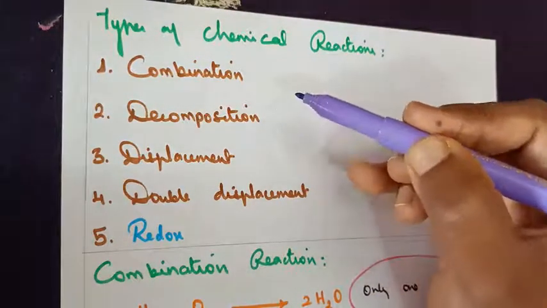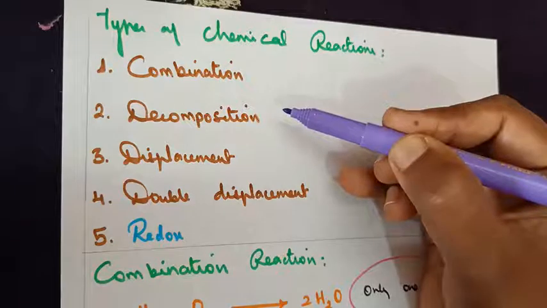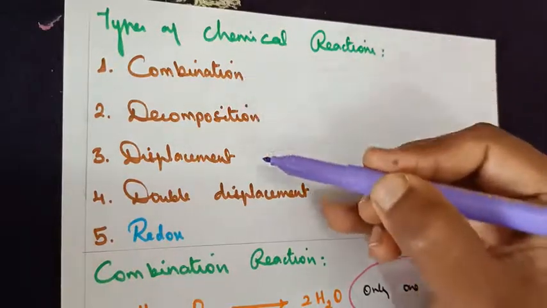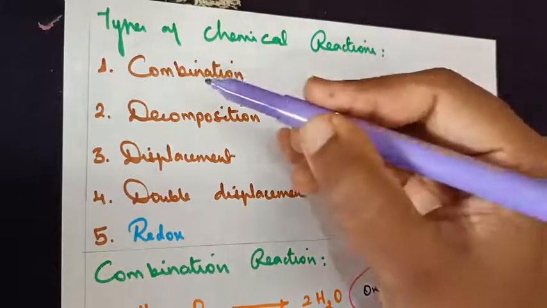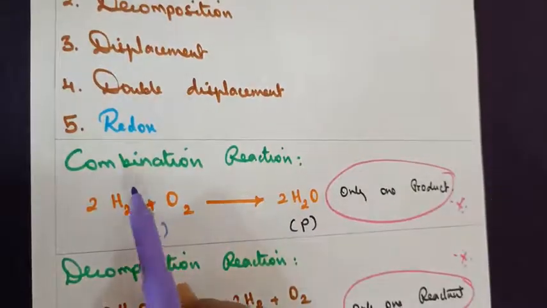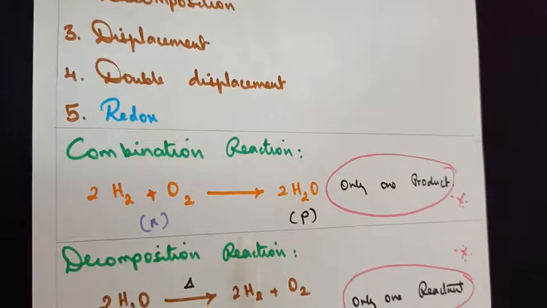Though you have learnt it in the lower classes, I'm not going to go into detail, but let me tell you in short how to identify the difference between different types of chemical reactions. Let's start with a combination reaction. Now, what's the meaning of combination reaction?